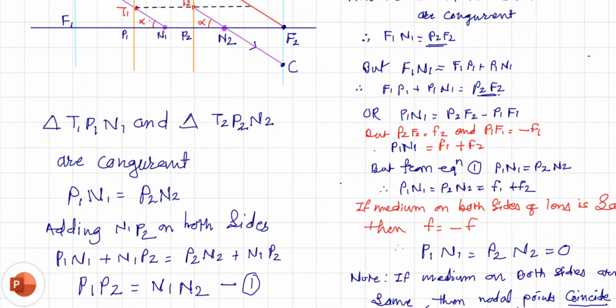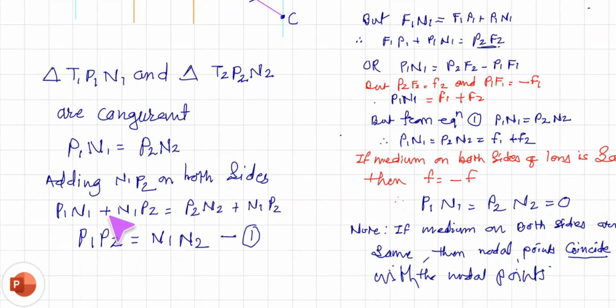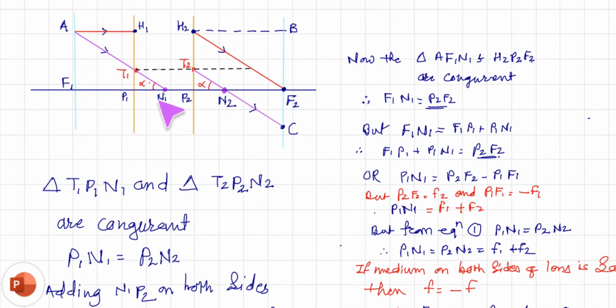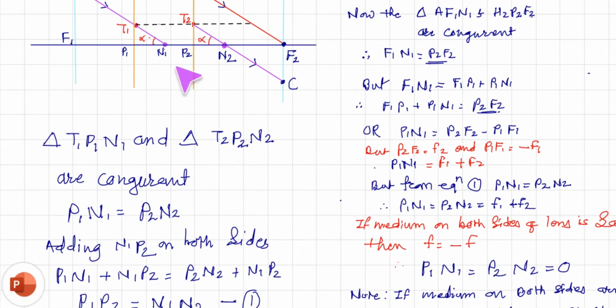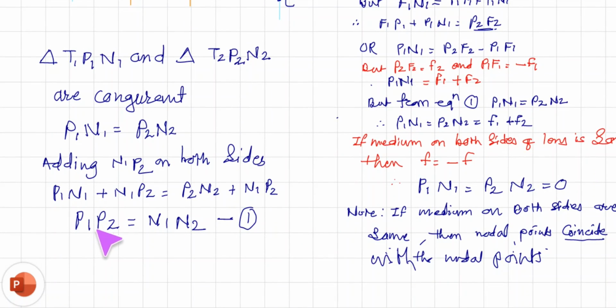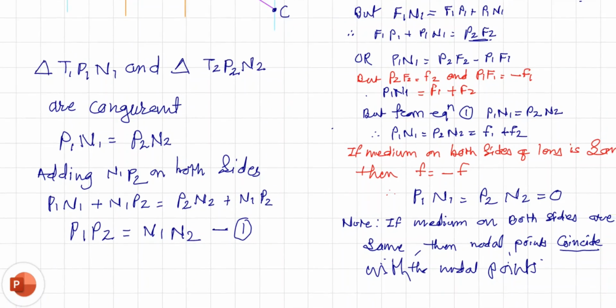So see, adding distance N1 P2 on both sides, P1 N1 plus N1 P2 is equal to P2 N2 plus N1 P2. Now P1 N1 plus N1 P2 is nothing but P1 P2. Similarly, N1 P2 plus P2 N2 is nothing but N1 N2. So from this we get P1 P2 is equal to N1 N2.